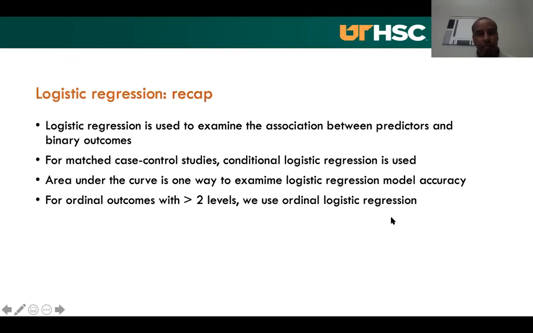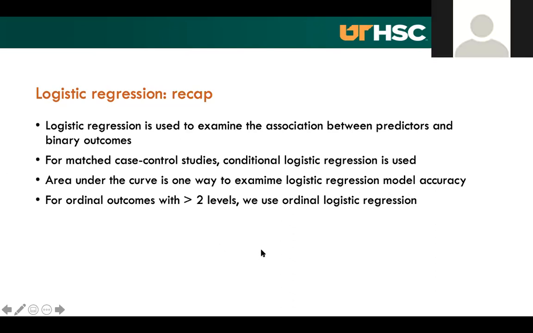To recap today's presentation, logistic regression is used to examine the association between predictor variables and binary outcomes, which means outcomes that have 2 levels, a yes or no type, or a 0 or 1 type. For matched case control studies, we have to use conditional logistic regression, taking into account the matching. And of the performance checking indices, the area under the curve is one way to examine logistic regression model accuracy.